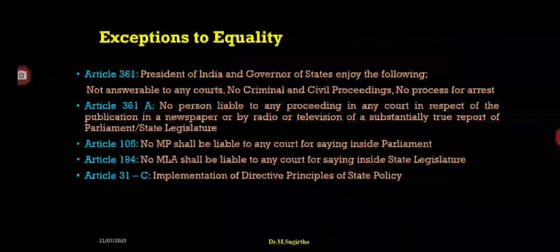Article 31C, saving of laws giving effect to certain directive principles. Notwithstanding anything contained in Article 13, any attempt made by the state to implement any policies inconsistent with Part 4 should not be questioned in any court on the ground that it is inconsistent with the rights given by Article 14 to Article 19. But where such law is made by any state legislature, the provisions of this article shall not apply unless such law has been reserved for the consideration of the President of India and has received his assent.